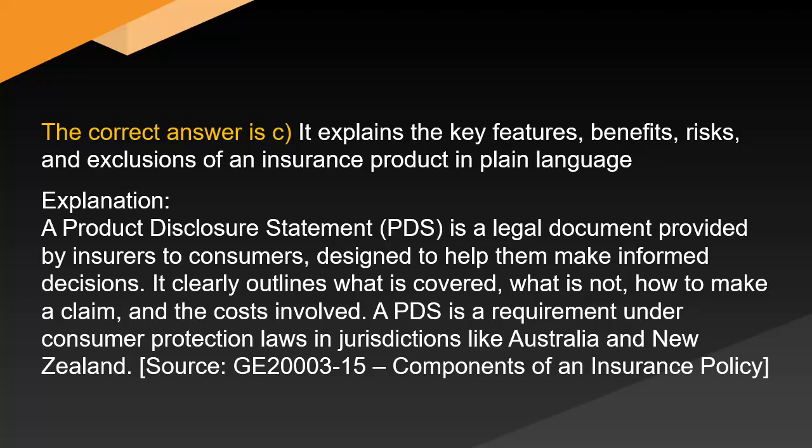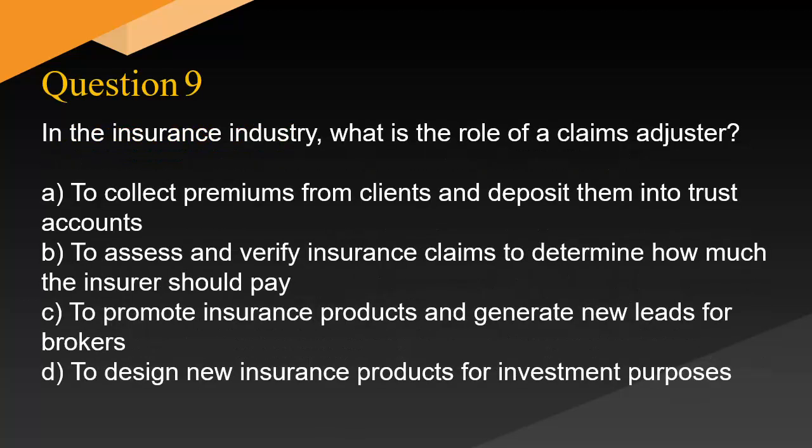G2000315. Components of an insurance policy. In the insurance industry, what is the role of a claims adjuster? A. To collect premiums from clients and deposit them into trust accounts. B. To assess and verify insurance claims to determine how much the insurer should pay. C. To promote insurance products and generate new leads for brokers. D. To design new insurance products for investment purposes.